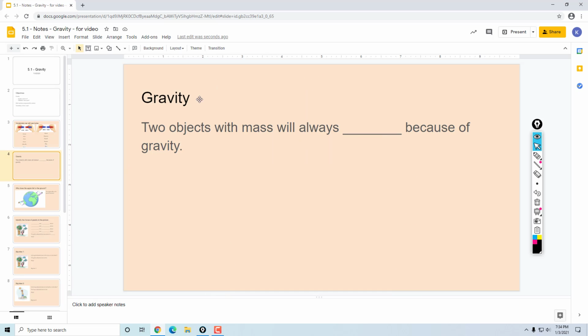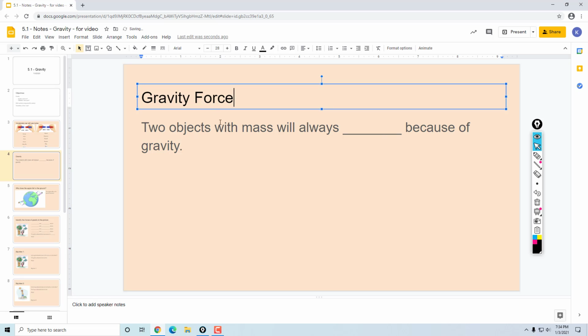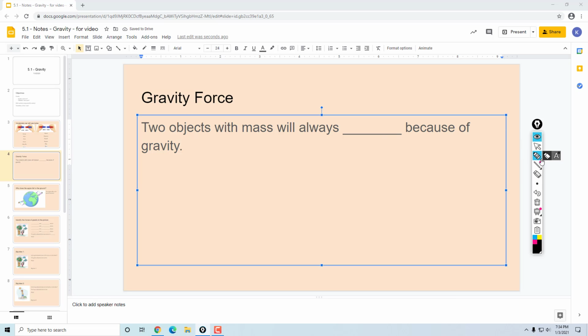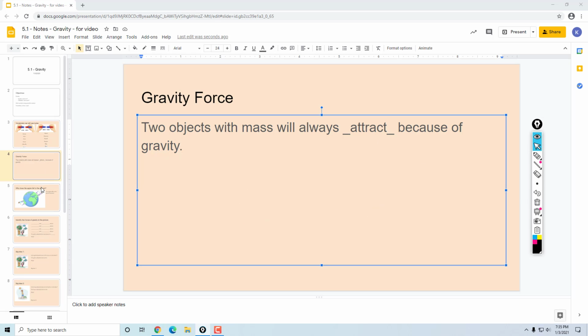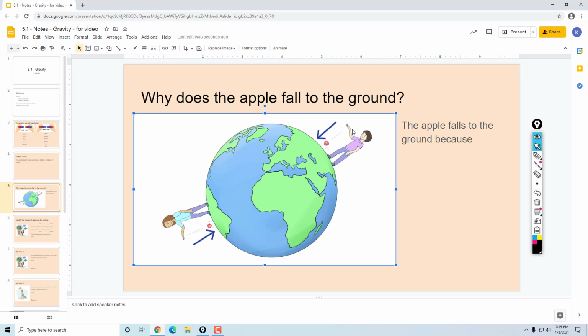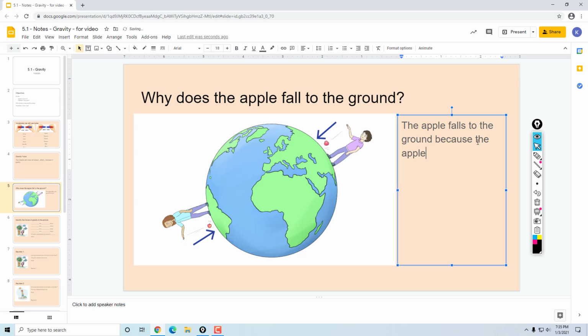Gravity is a force. Anytime we have two objects, each one has mass, they are going to attract each other. So there's a force, and that force is gravity. So when we drop an apple, the apple falls to the ground because the apple and the earth are attracted to each other.